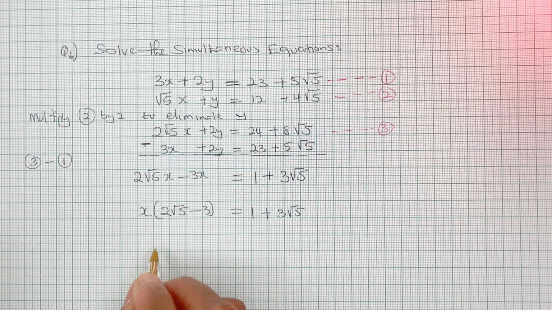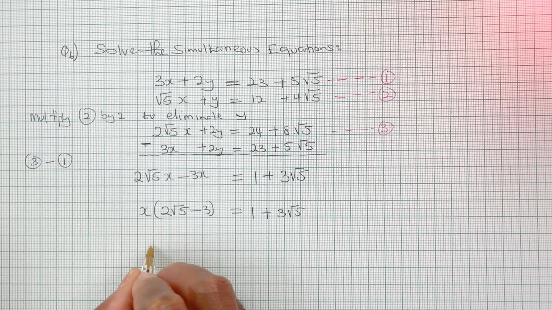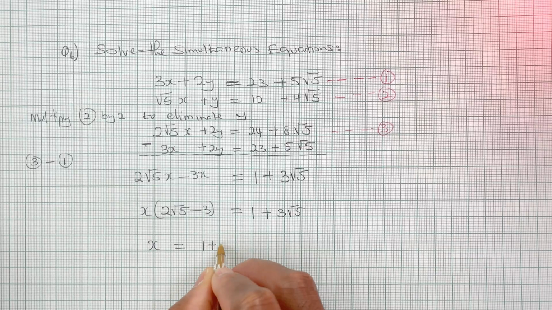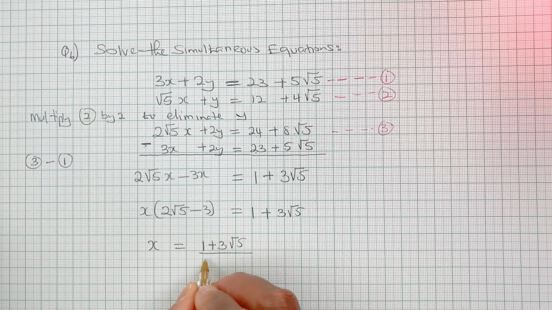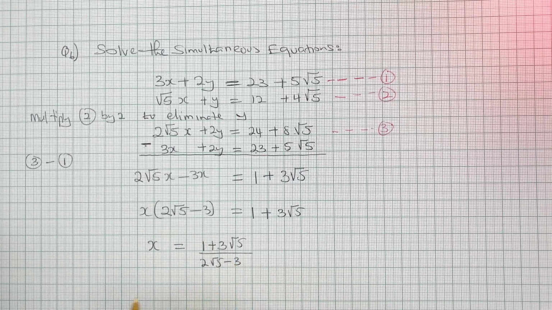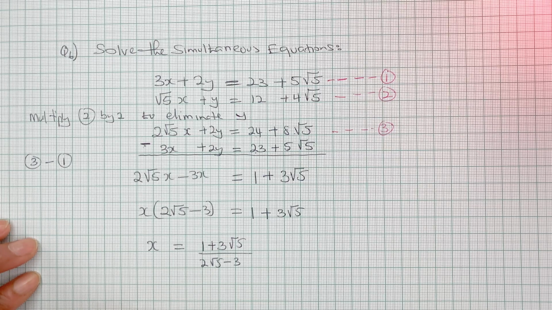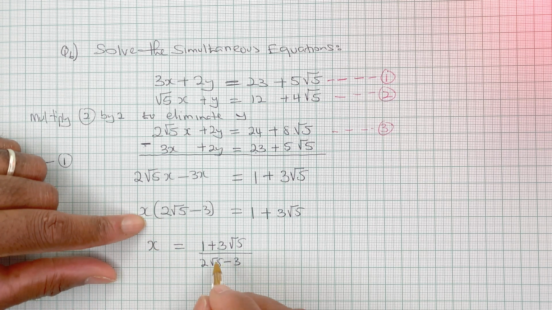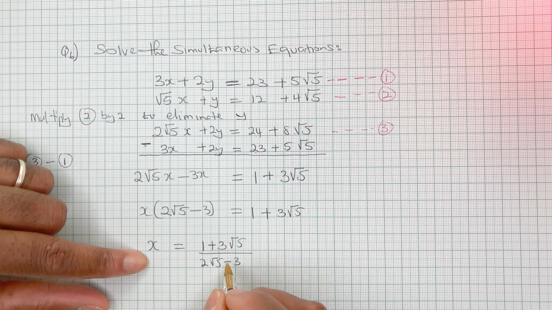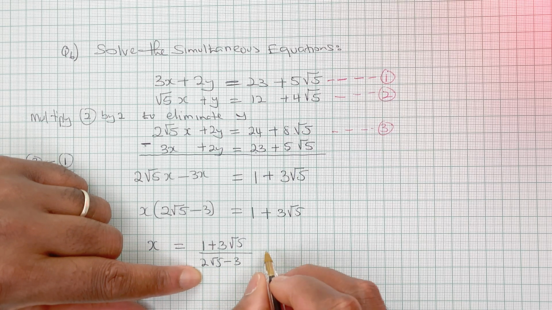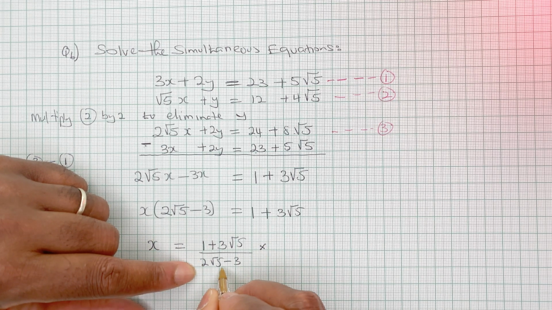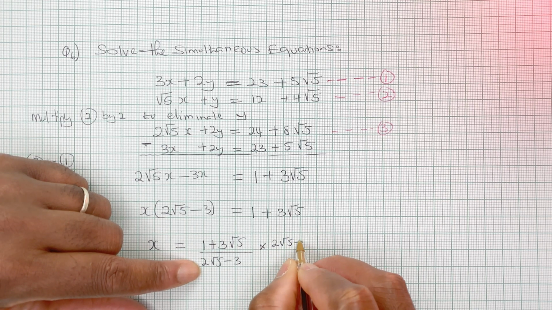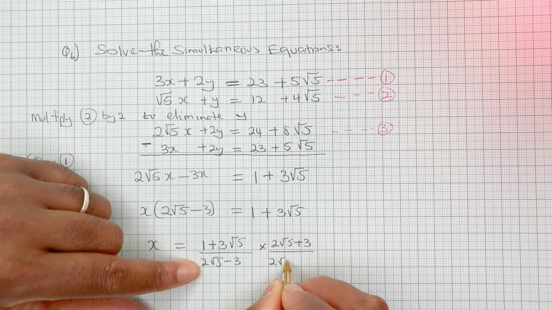So what I need to do now is rearrange and make x the subject. So x will become 1 plus 3 root 5 over 2 root 5 minus 3. Now I have a surd here, so I need to rationalize the denominator. That means I need to remove surds from the denominator. So I need to times that by the conjugate of the denominator, which means I'll do 2 root 5 plus 3 over 2 root 5 plus 3.